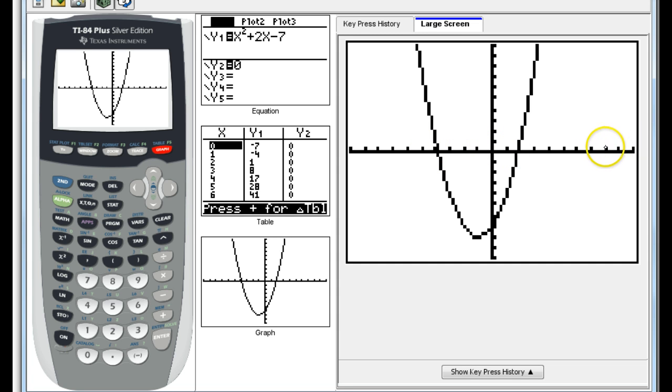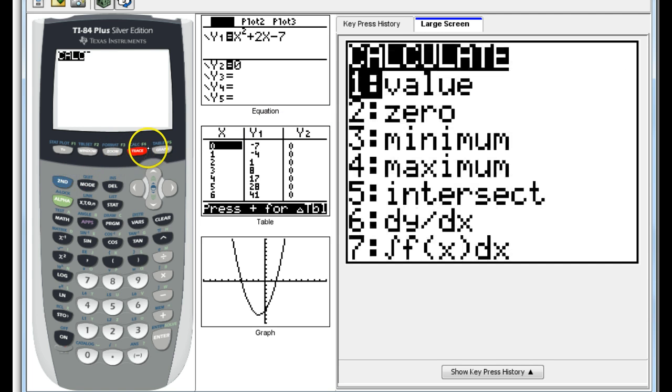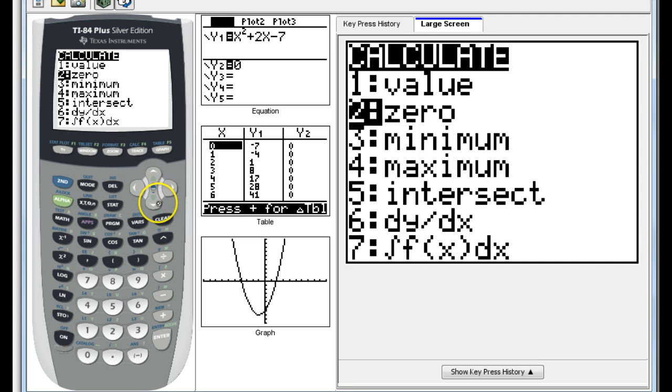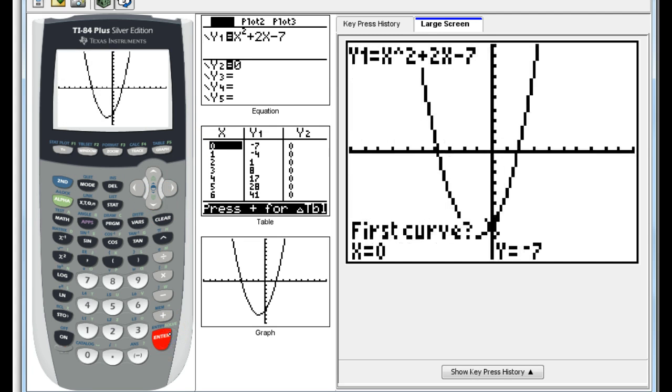Okay? Now step 4 said we're going to have to find the intersect. So remember, it's second trace, which on the top is the calculate. So we're going to go to second calc or trace. And remember, we're going to find the intersection. So go down to number 5, select intersect. Alright? Now, we're going to do these last few steps 2 times.